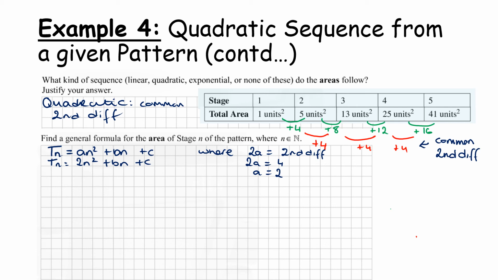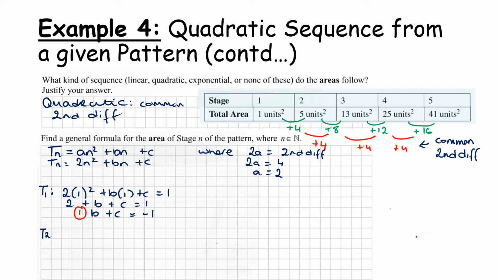We then take two terms. I'm going to take T1 and T2 just because they're always the easiest to work with. If I sub in 1 instead of n, 2 times 1 squared plus b times 1 plus c, I should get 1. So I get 2 plus b plus c equals 1. Take away 2 from both sides, and I get b plus c equals minus 1. And that's my first equation.